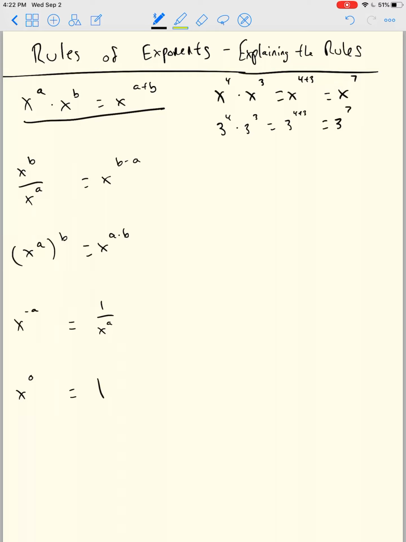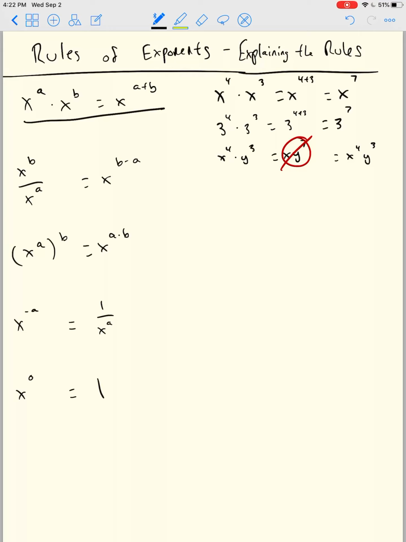What we can't do is have two different variables. We can't say x to the 4th times y to the 3rd equals xy to the 7th. That is incorrect. I'm going to do big red, no. Instead, our final answer is just x to the 4th, y to the 3rd, because x and y are different variables, we can't combine them using this rule.